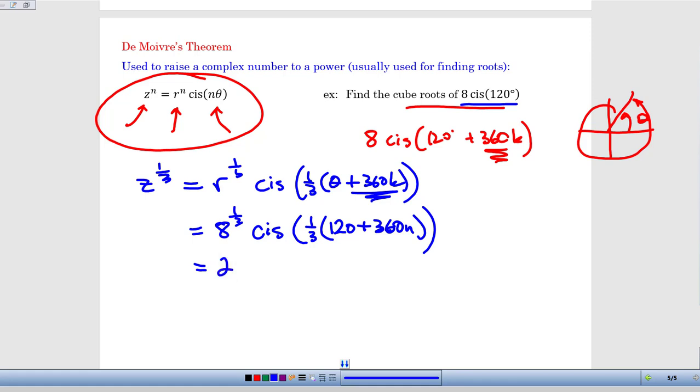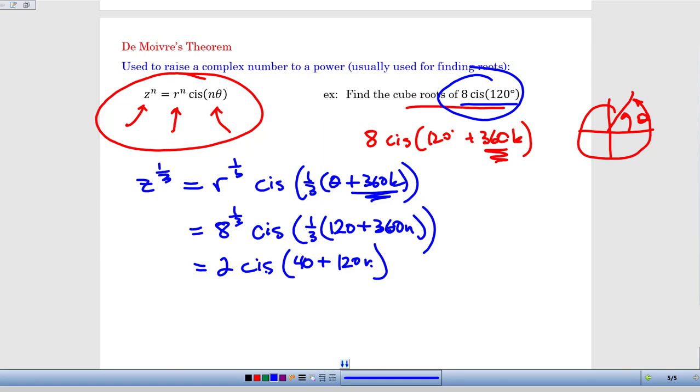Remember, it's not plus or minus because it's an odd root, so it's just 2. And then we've got this cis, and then we've got 1/3 is going to get distributed to that expression. So 1/3 times 120 is 40, plus 1/3 times 360n is 120n. And so what this means is now we've got, remember n represents integer values, we actually can find what are the 3 unique cube roots of this 8 cis 120 by plugging in 0, 1, 2 into our expression there.